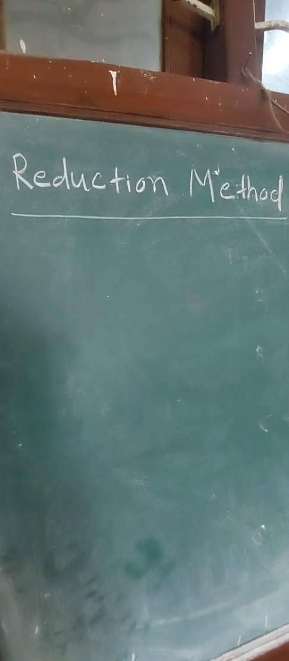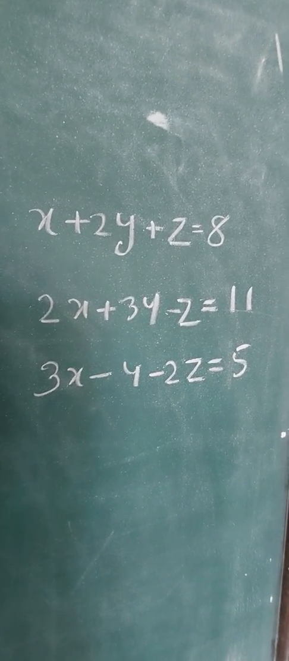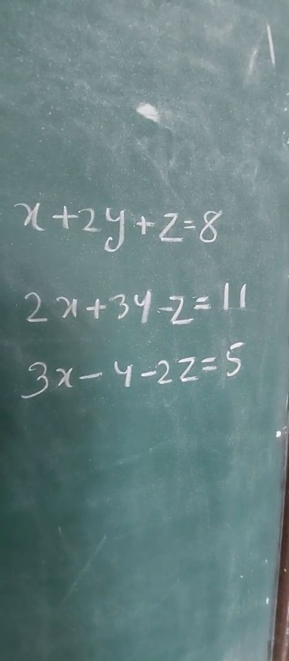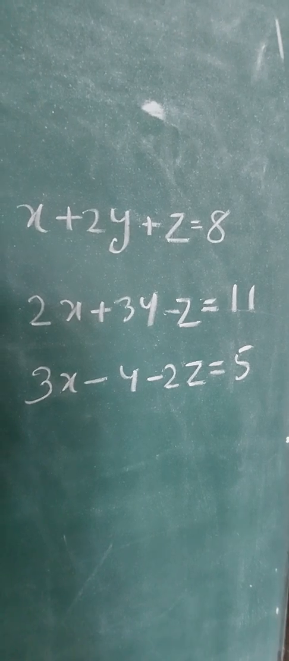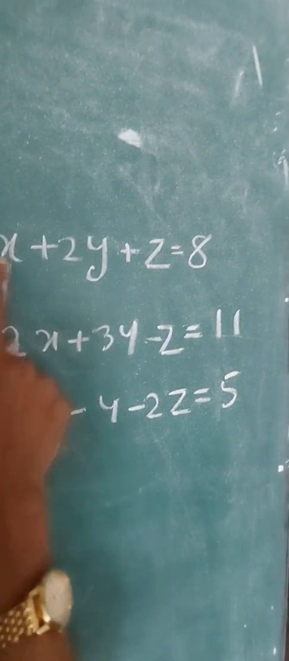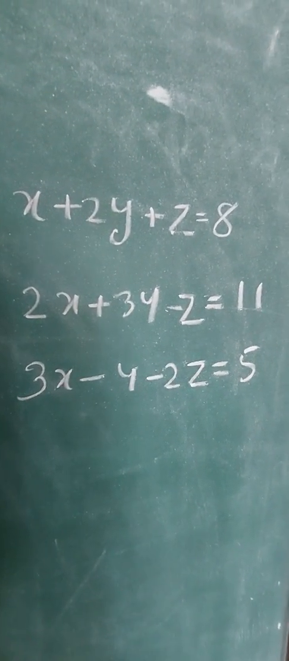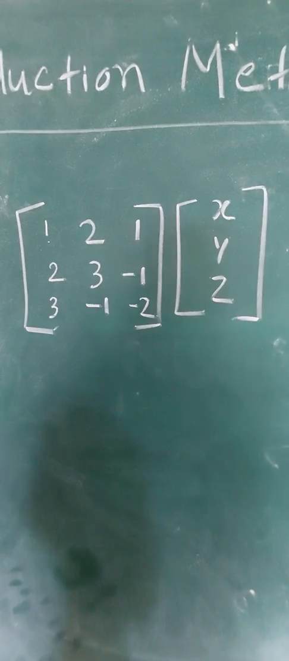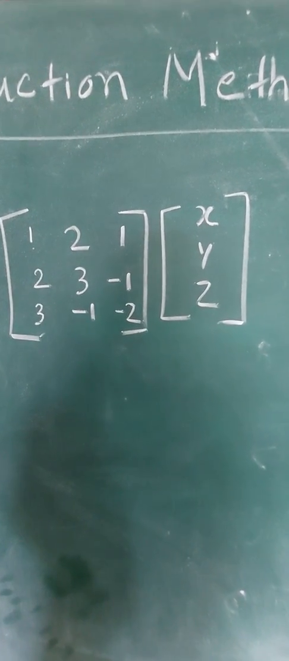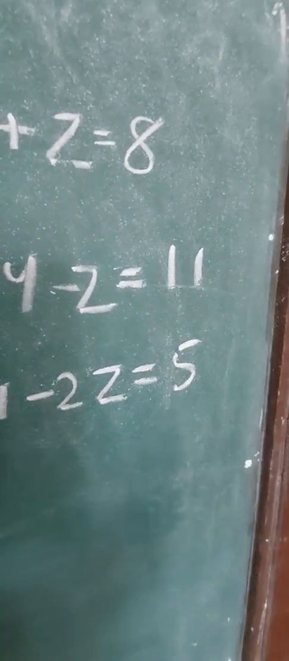Okay, next is solving equations by reduction method. Consider these three equations. We want to solve these equations. That is, we want to find out the value of x, y and z. First, converting into matrix form: the coefficients of x, y, z into the matrix, times the matrix x, y, z, equal to the matrix 8, 11, 5.